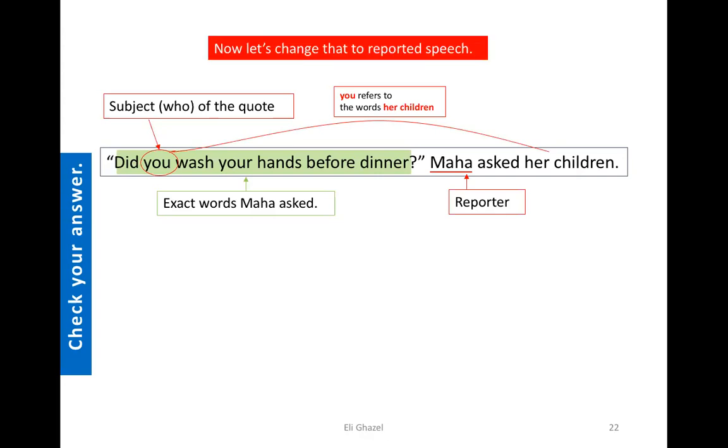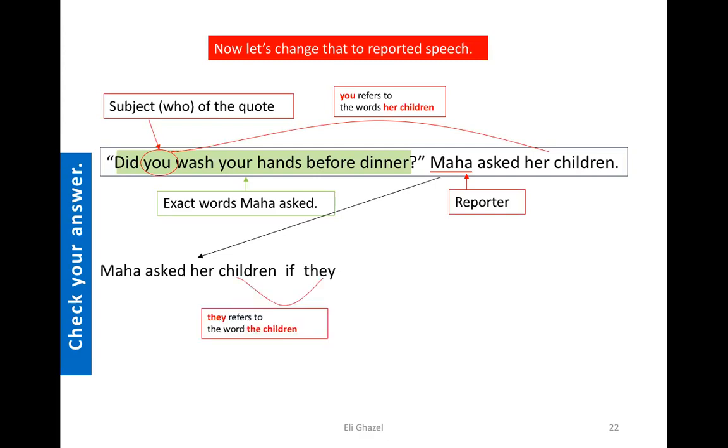Now let's change that to reported speech. Maha asked her children if, remember that they refers to the children now, so it has changed in the reported speech. We are talking about Maha and her children, so now we have a third reporter. It's us, it's the person writing the sentence. So we're not talking to Maha, we're not talking to her children, we're talking about them. That's why we said Maha asked her children if they.